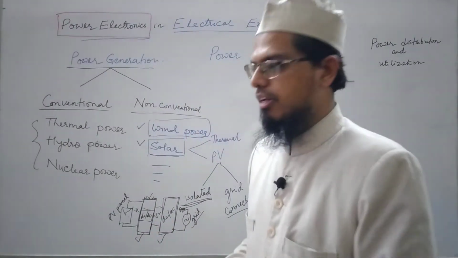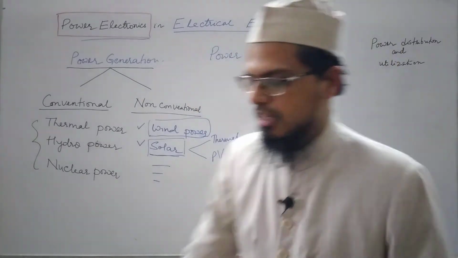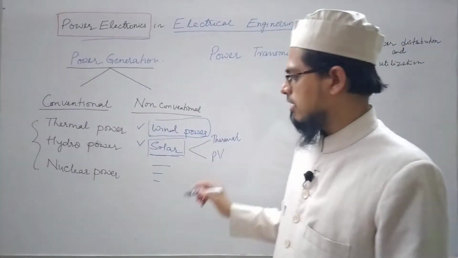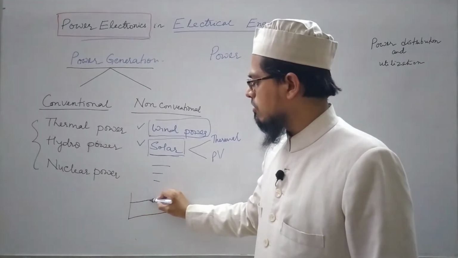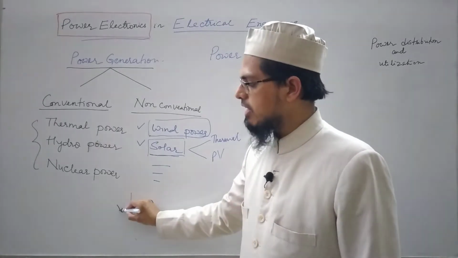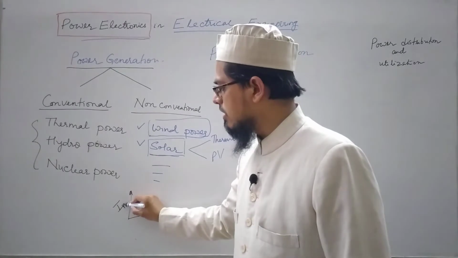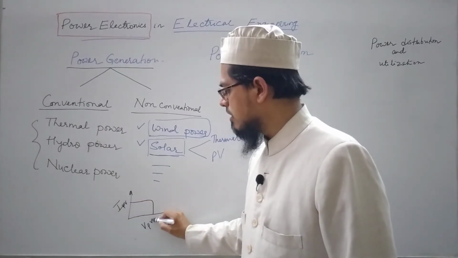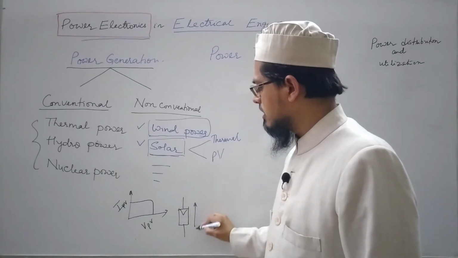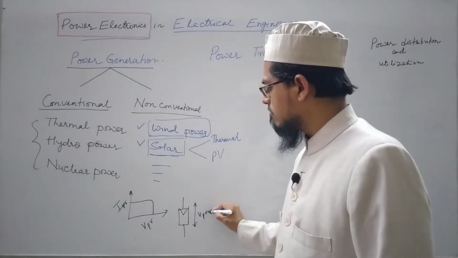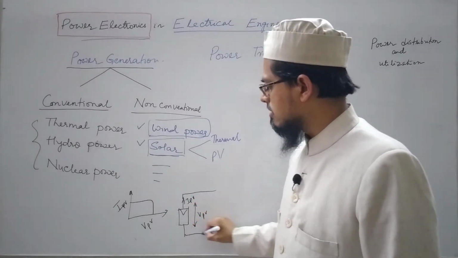Let me erase it. Okay, and let's talk about the characteristic of a solar PV panel. So you see, a PV panel has a highly non-linear IV characteristic. This is IPV and this is VPV, and this is your panel. The voltage appearing across the panel is VPV, and the current coming out of the panel is IPV.